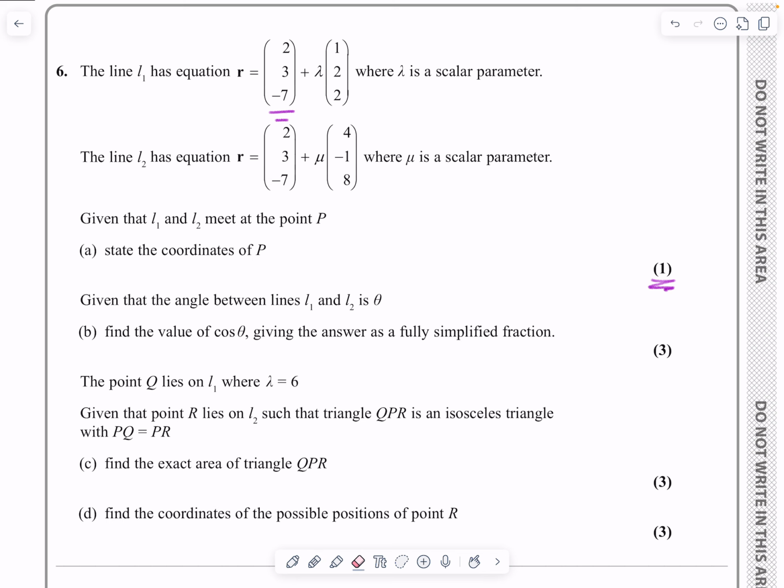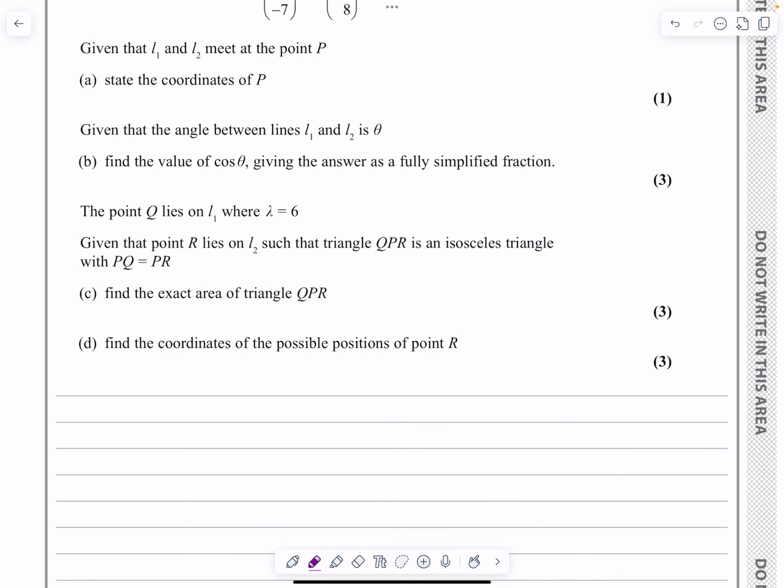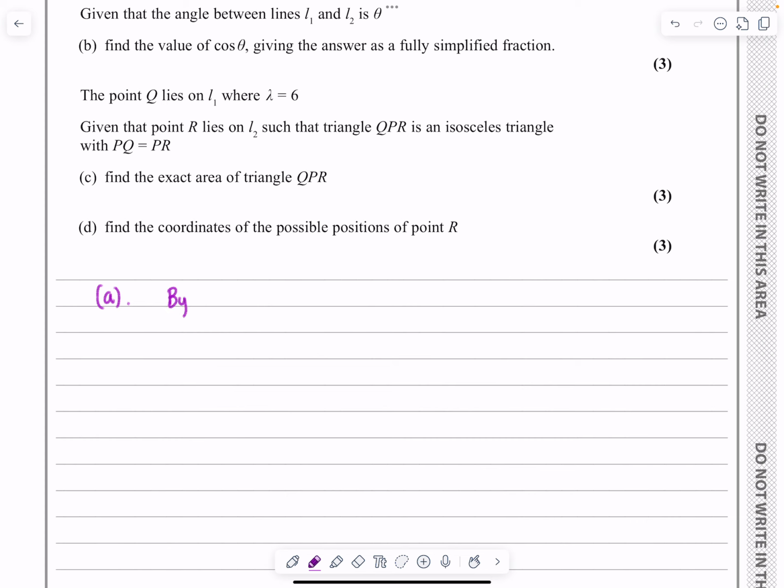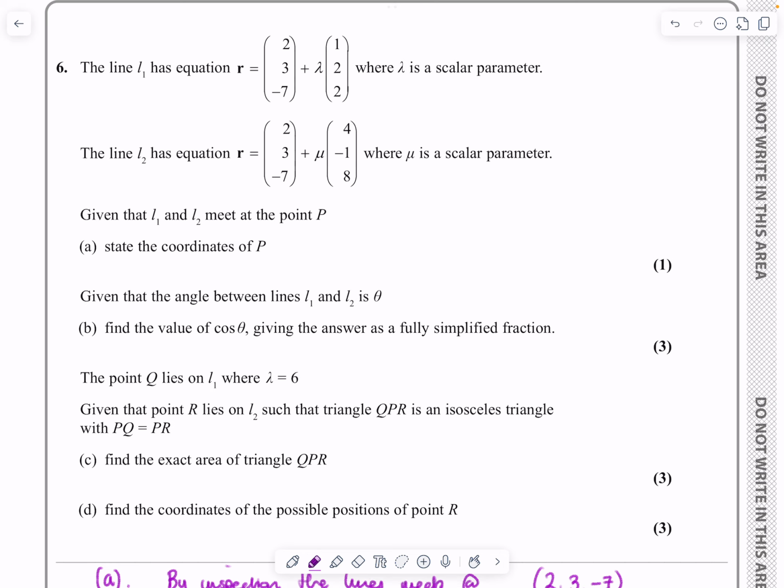So we start off with a horrible part to this question, and it didn't really get much better, but let's have a look at this then. For part A, you don't need to show too much for this. You can just say by inspection, the lines meet at the point 2, 3, minus 7. So part A done. Part B says, given that there's an angle between the 2 lines of theta, can we work out what that angle is?